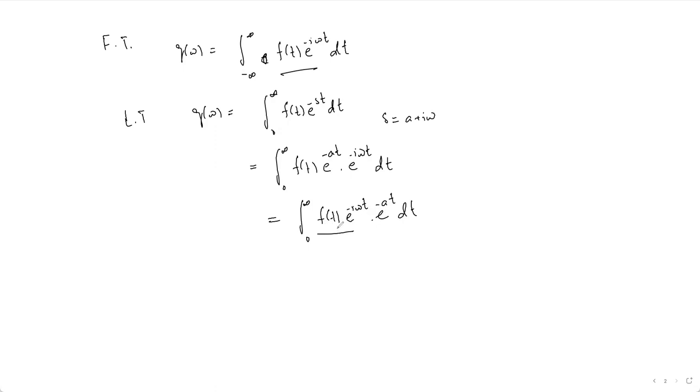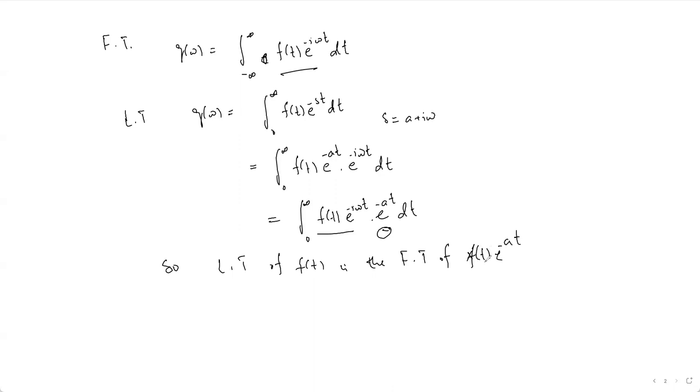So we can say that this is actually a Fourier transform of, what is this? This is an exponential function. I will just explain it graphically. So you can say that the Laplace transform of this f of t is the Fourier transform of f of t into e raised power minus at.